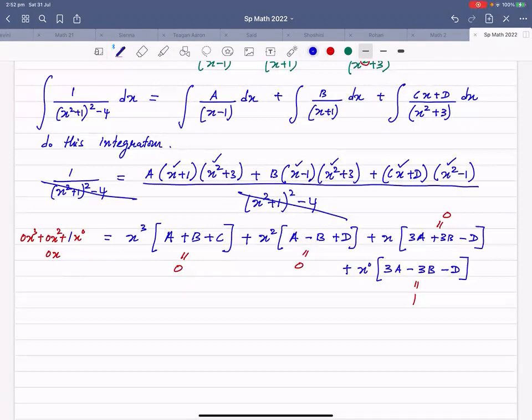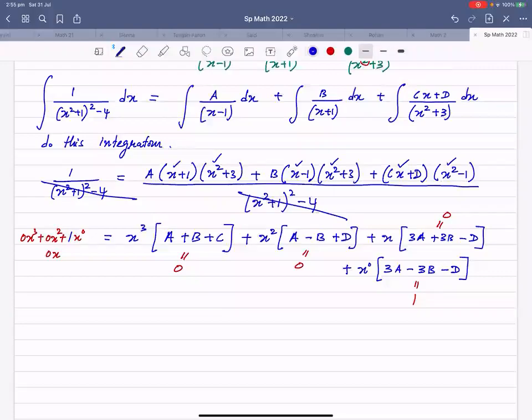Okay, can you find me ABCDs, please? Tell me ABCD values. A is 1 divided by 12. B is -1/6. C is 1 divided by 12 as well. D is -1 divided by 4.